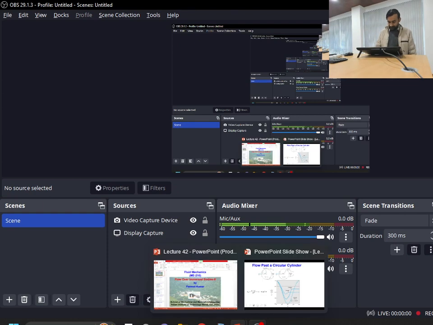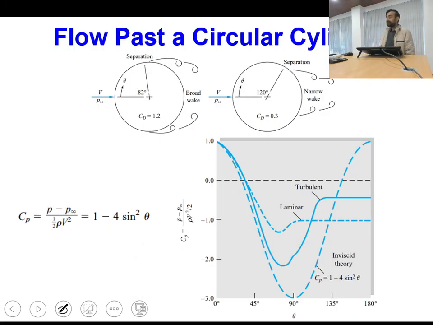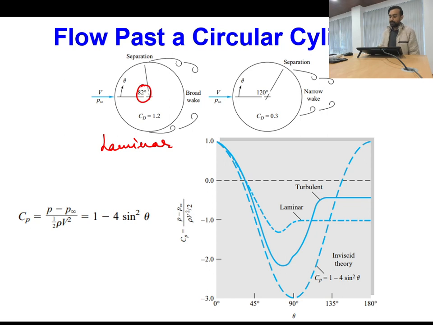Okay, good morning. So, this is our last lecture, and today we will continue our discussion on the flow past immersed bodies. And in particular, if you recall, yesterday I discussed the case of a cylinder. For the flow over a cylinder, if the flow conditions are laminar, then we will be having separation at about 82 degrees, and if flow conditions are turbulent, then separation is happening at about 120 degrees.